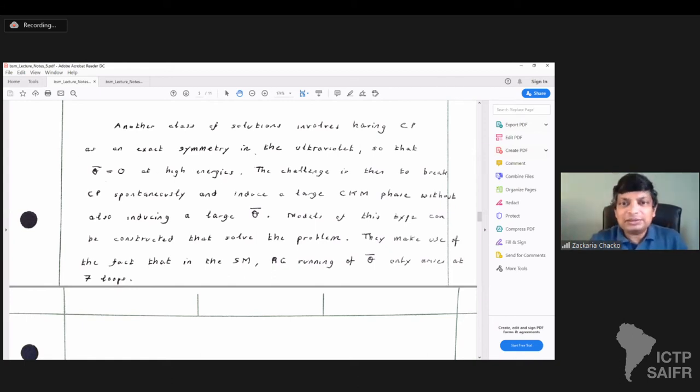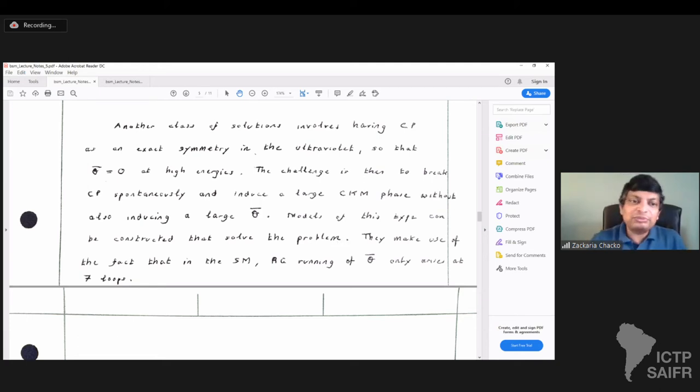Okay, but then there's a challenge. The challenge is to break CP spontaneously and get a huge CKM phase without simultaneously giving a big theta bar. And that's not easy, okay? But people are clever and they have done it. Okay, there are models like that.